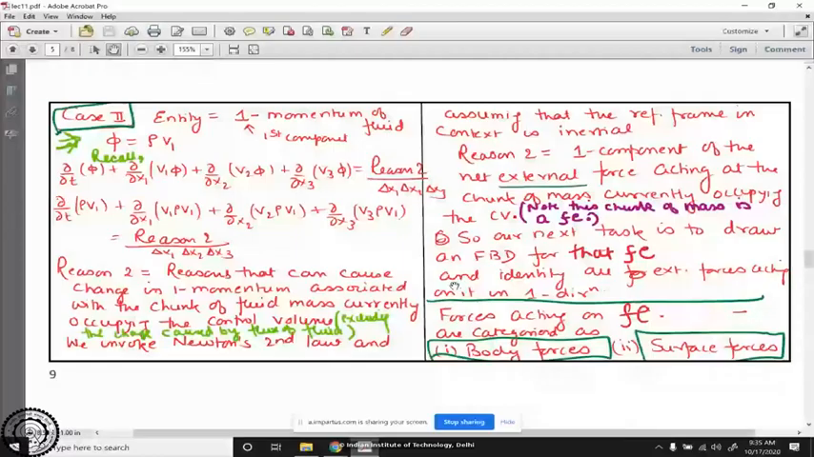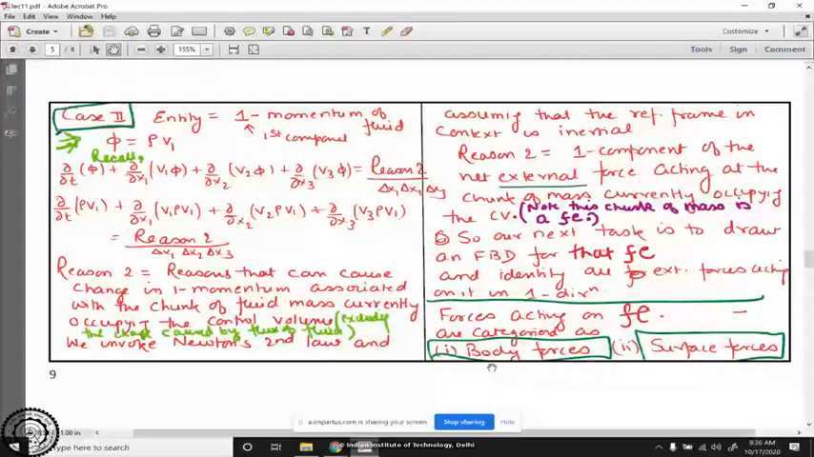Now, before we finally draw the free body diagram, let's recognize that there are two types of forces that can act on a fluid element. Or rather, of all the external forces that can possibly act on my fluid element, I'm going to categorize those forces under two headings. One is a grouping of so-called body forces, and the other grouping we call surface forces.